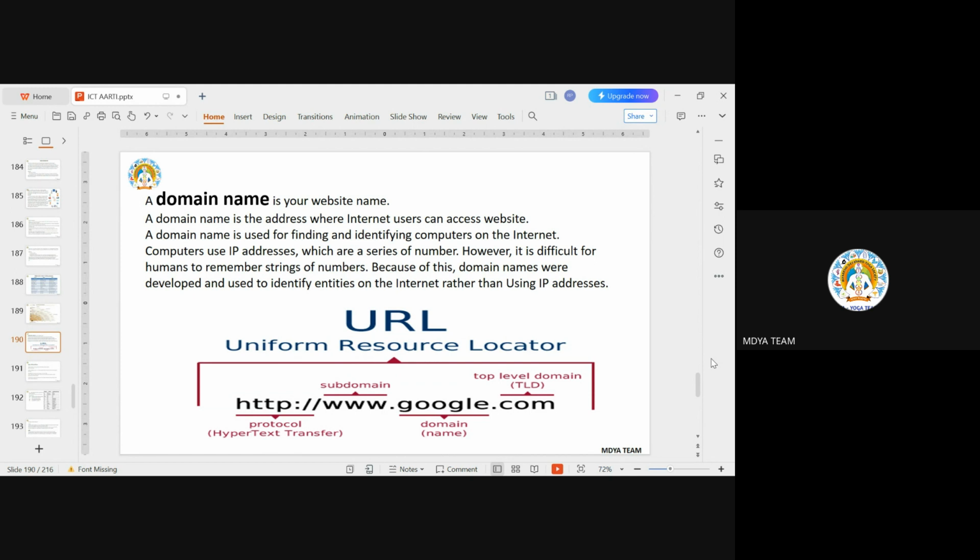But the machine doesn't understand this address. First, this address is converted into the IP address, because every PC, every device has its own IP address. Every address is in number form. Like you see, one second.